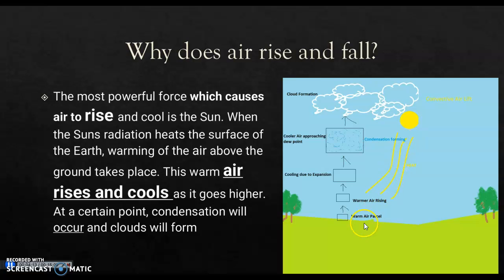So sun comes in, warms the ground, warms the air above the ground by convection, and then the warm air rises, cools a little bit, rise and cool, rise and cool. So at the surface, creating an area of low pressure, and then nice happy clouds up in the air.